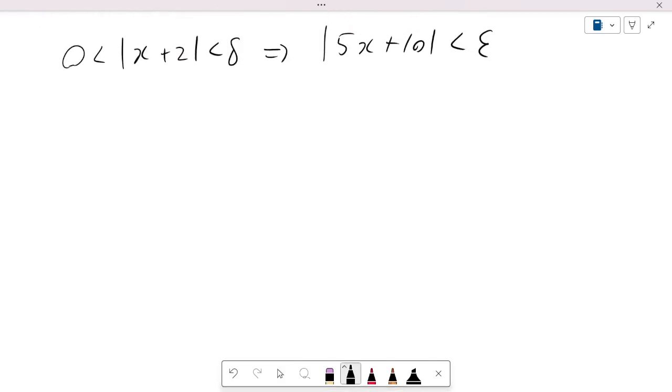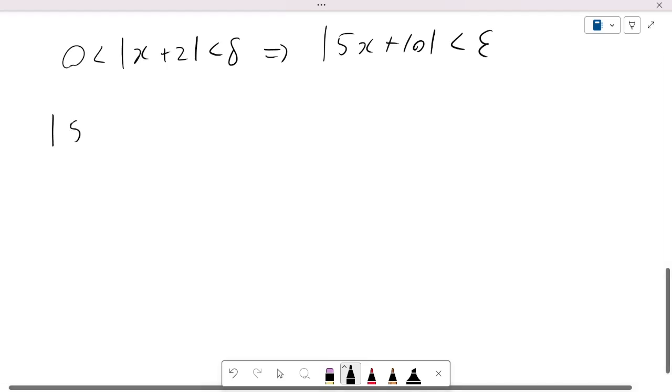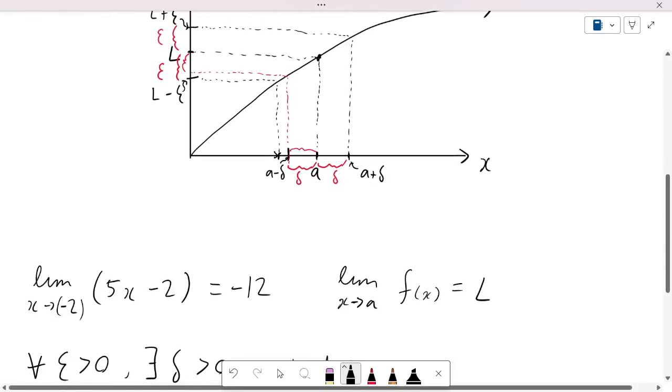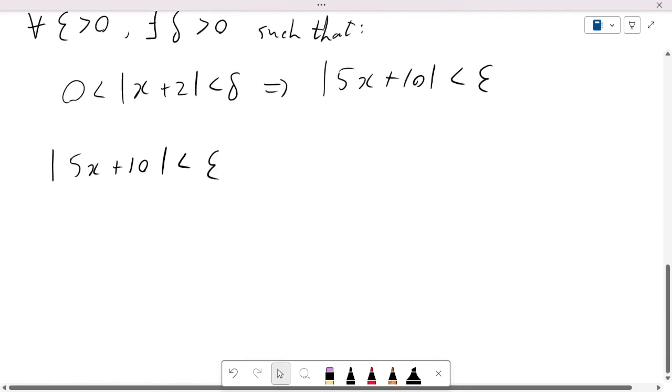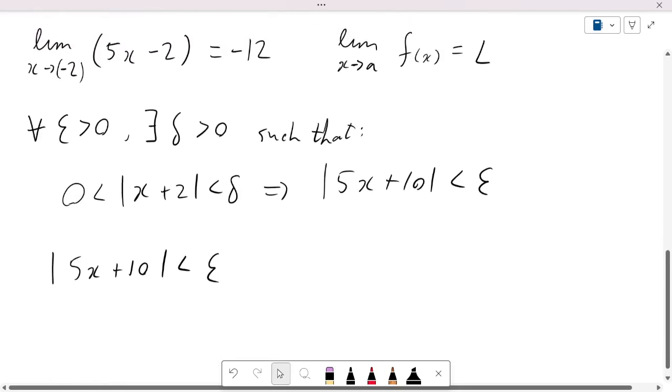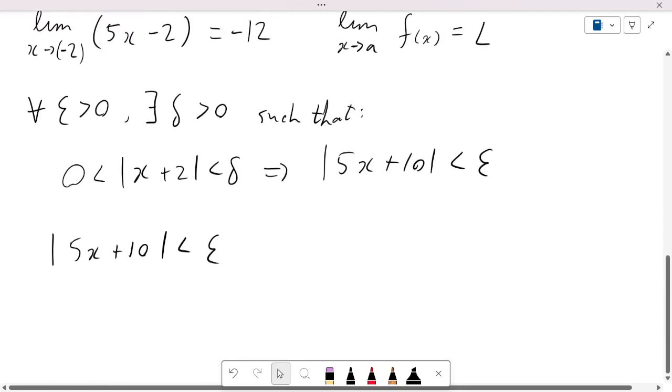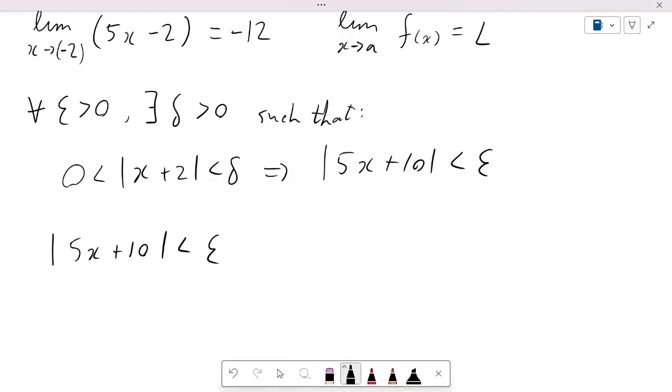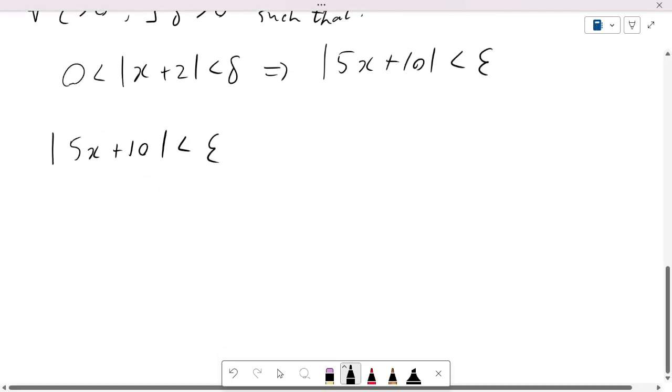So we're going to take that and we're going to say the absolute value of 5x plus 10 is less than epsilon. What we are doing is we're going to try and manipulate our epsilon such that we can get something around what I've just did previously, so that we can get the two deltas in the same distance, basically, right? We can get the same distance for the two deltas.